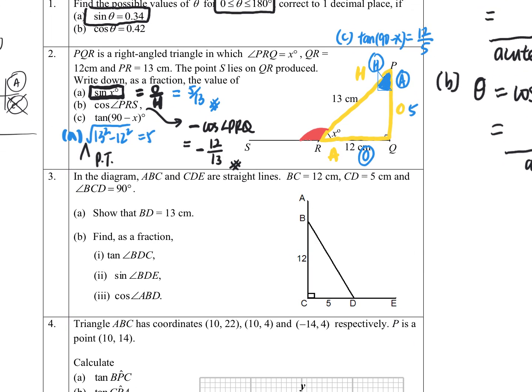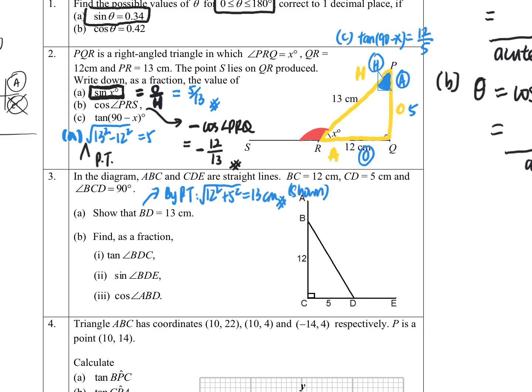Okay, show that BD is 13. This one no problem, right? It's just Pythagoras theorem, by PT. 12 square plus 5 square, square root. So that's why you get 13. So this one no problem, shown.